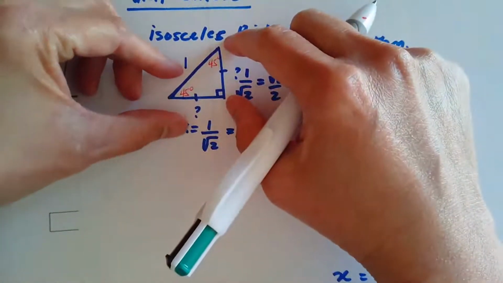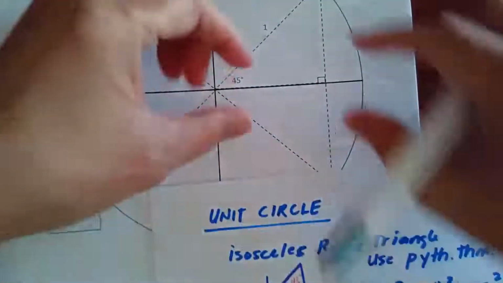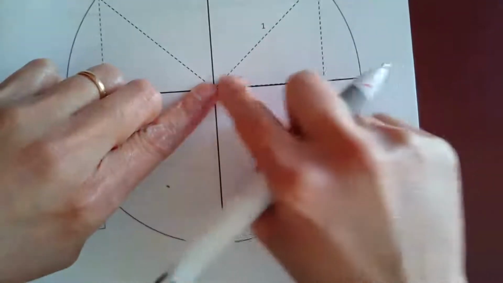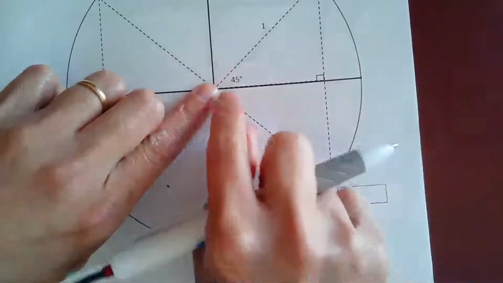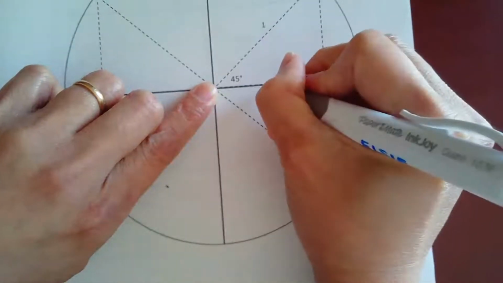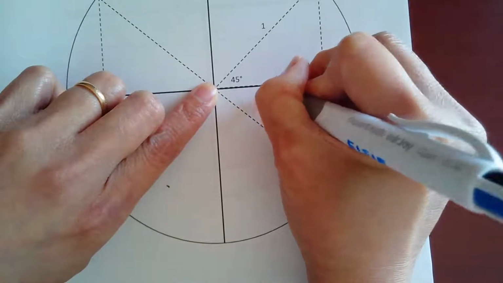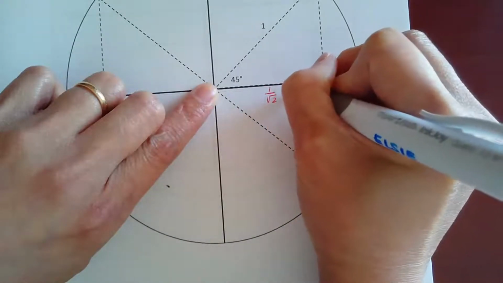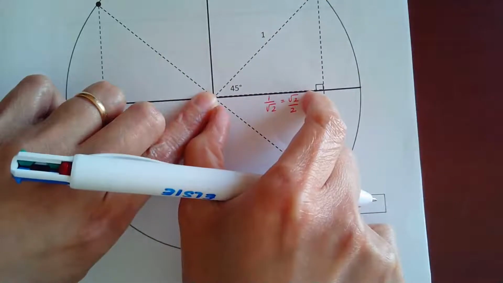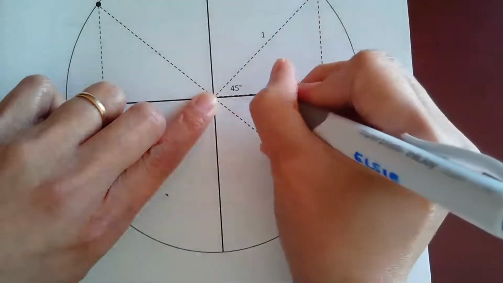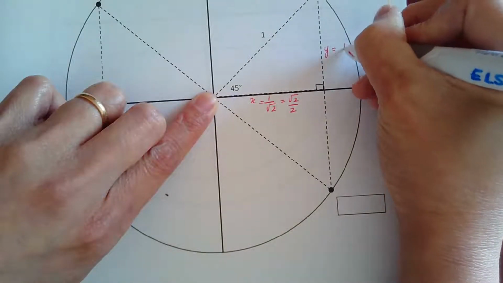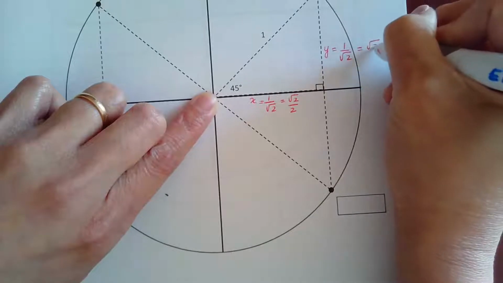Let's take this triangle, physically take this triangle, and then put it right there. So that means this is the isosceles right triangle. Over here, this length on the x is going to be 1 over root 2, which is the same thing as root 2 over 2 if we rationalize the denominator. This is the x, and then this is the y. The y would be 1 over root 2, which is the same thing as root 2 over 2.